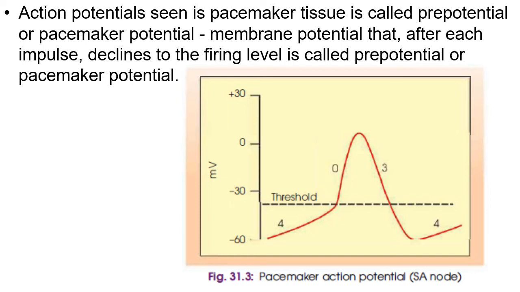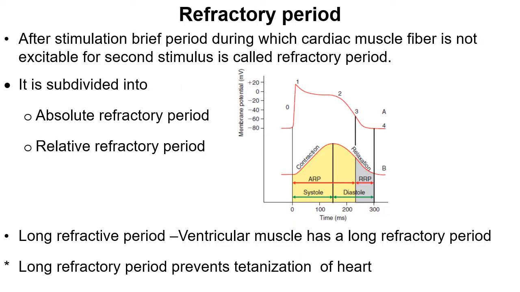That is pacemaker potential. Now moving on to another property, that is refractory period. What do you mean by refractory period? Refractory means the person or anything which is non-responsive. In a similar way, cardiac myocyte is also non-responsive for a brief period. The period after stimulation, the brief period during which the cardiac muscle is not excitable or non-responsive to another or subsequent stimulus is called as refractory period.